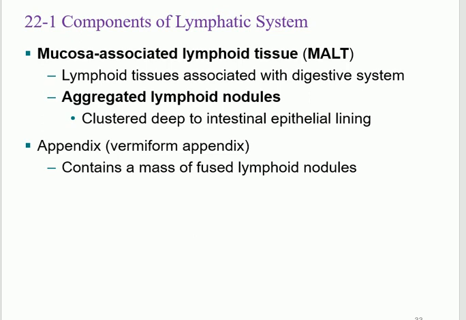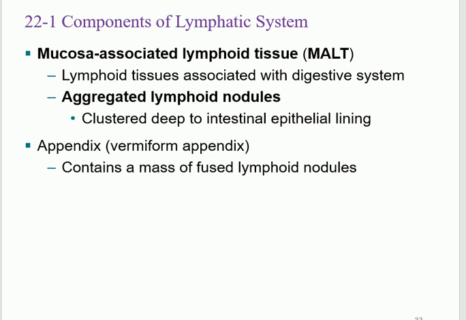There is a special group of lymphoid tissues that's located within the mucosa of the intestine. And this is called MALT. And I want you to remember this. MALT: mucosa-associated lymphoid tissues. It's lymphoid tissues associated with the mucosa. Okay? And this is associated with the mucosa of the digestive system.